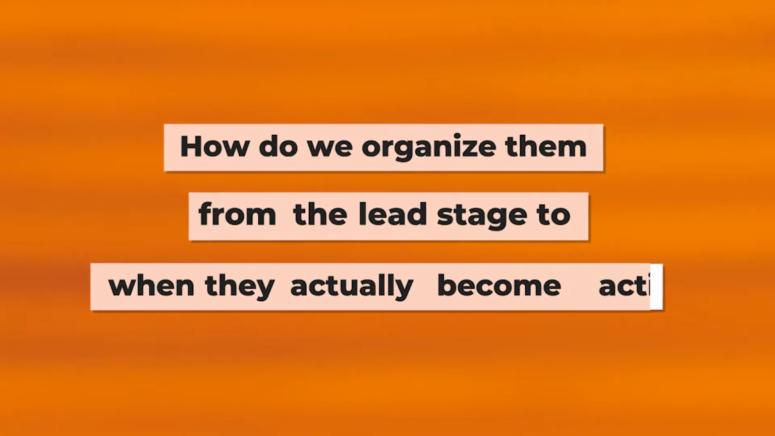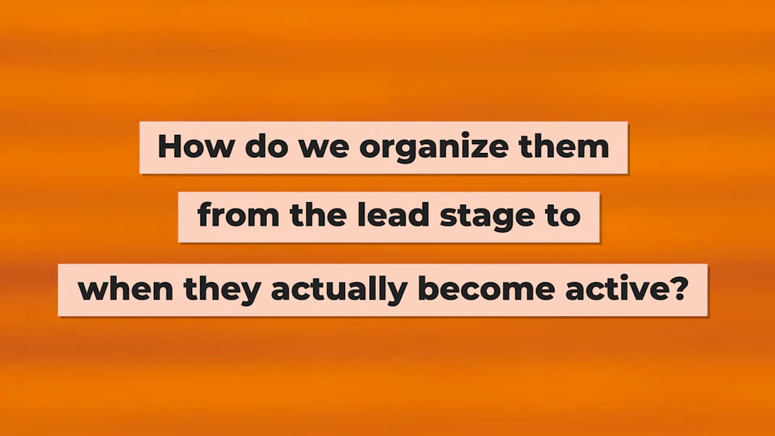Typically, the main question that we have is for leads that come into our pipeline, how do we organize them from the lead stage to when they actually become active? Now, the way that we organize them is using the acronym LOPA. LOPA is 4 different stages bringing you from lead to active client and how you can think about each individual client in these stages. So first off, the L for LOPA is lead.